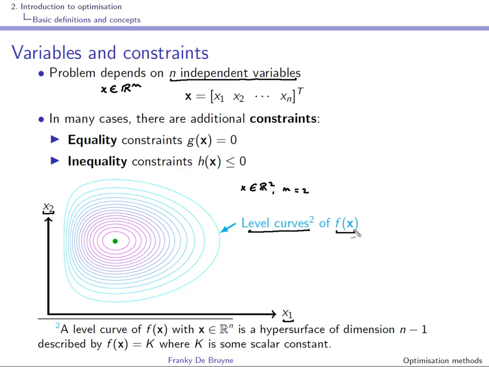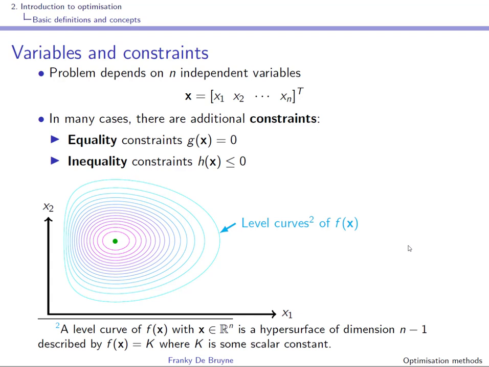So it's the locus of all points where f of x has the same value k, where k is some scalar. So for instance, this is the locus of all points with f of x equal to k1. This is the locus of all points where f of x is k2, and k2 is smaller than k1. And as you can see over here, this is the unconstrained minimum.